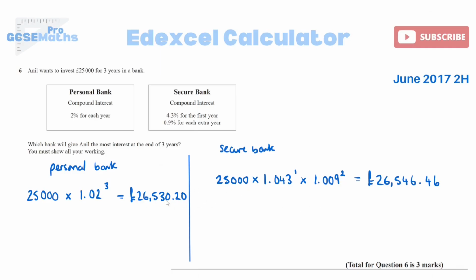Now they've asked us to compare the interest, so you could subtract the 25,000 if you want, but given that we've started with the same amount for both options, you can basically just check which one ended up with more money in the end. So this one's 26,530, this is 26,546. So even though it's close, technically, Secure Bank is going to give Anil the most interest. So you have to then make a decision and go, therefore, my answer is Secure Bank. Because Personal Bank gave me £1,530 interest and Secure Bank gave me £1,546 interest.